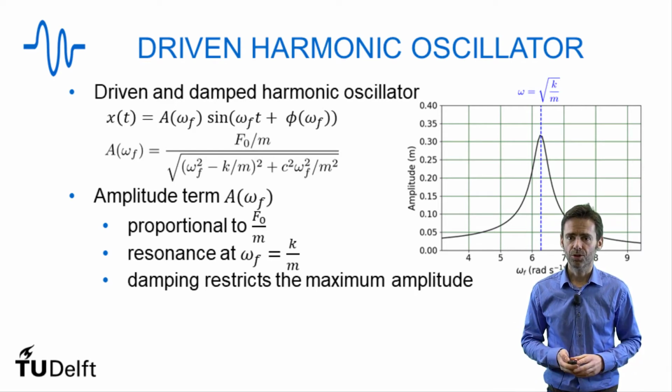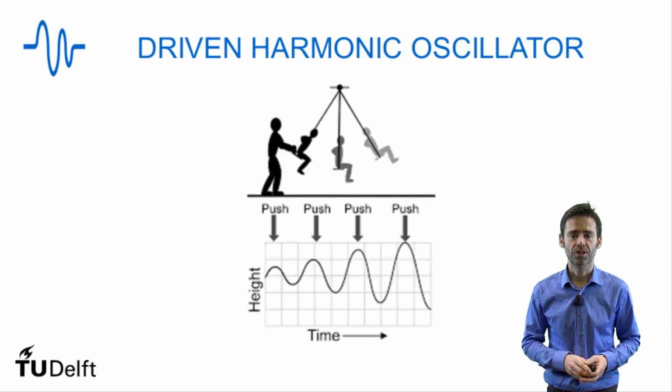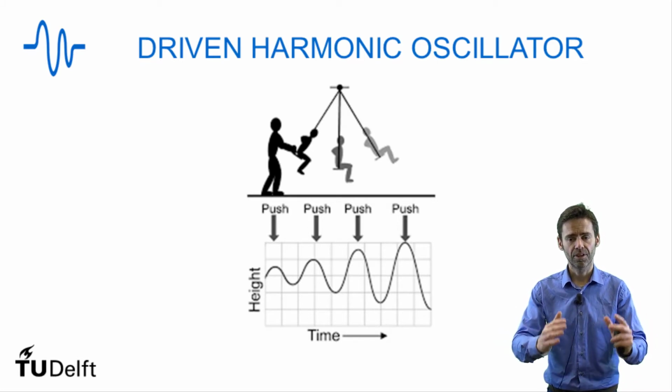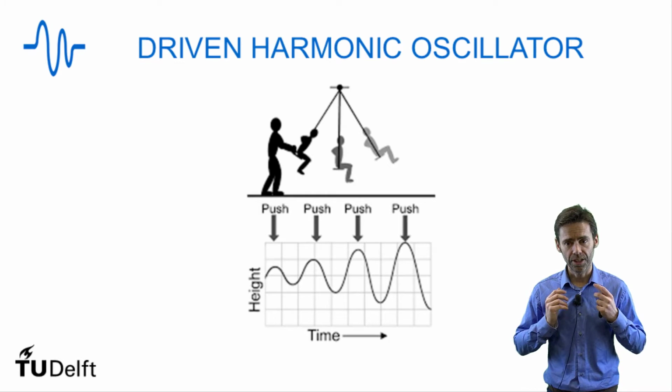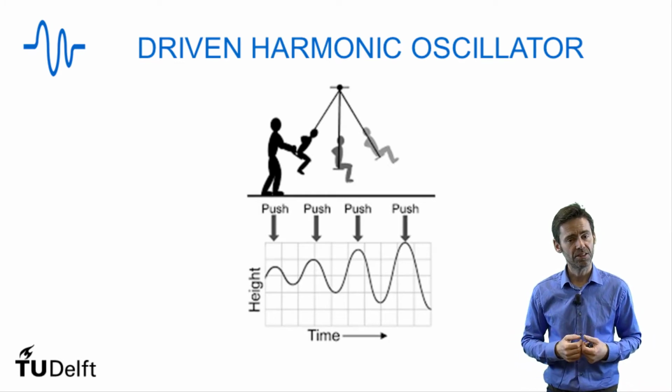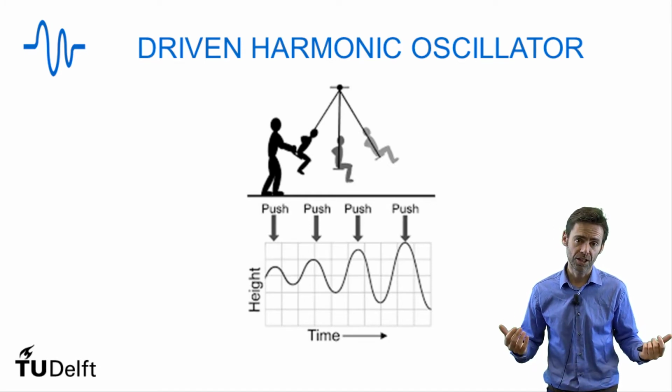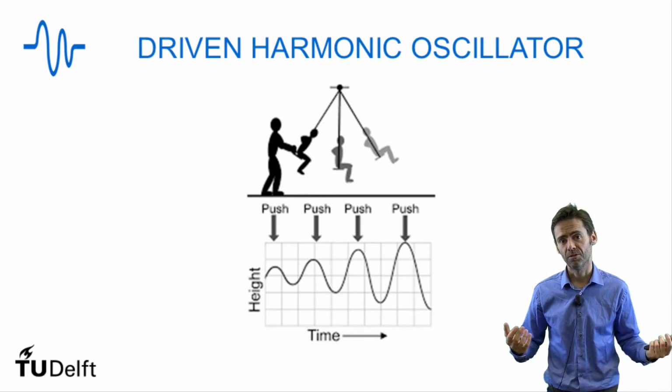Now, of course, this is all the theory about the driven harmonic oscillator, but a very simple model is, of course, a child on a swing. The child on the swing has a natural frequency going back and forth, and every time it's coming towards you, you push it. That means that you're driving it at its natural frequency, and also that the amplitude becomes bigger and bigger. And if there were no friction, the amplitude becomes very, very large.